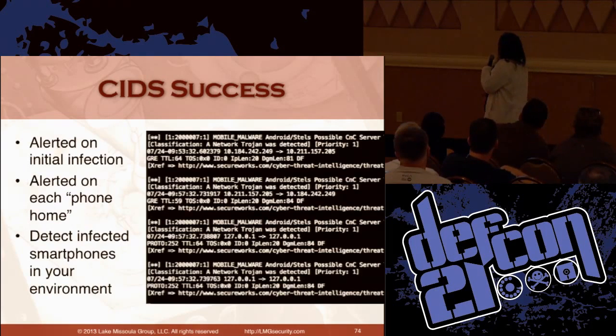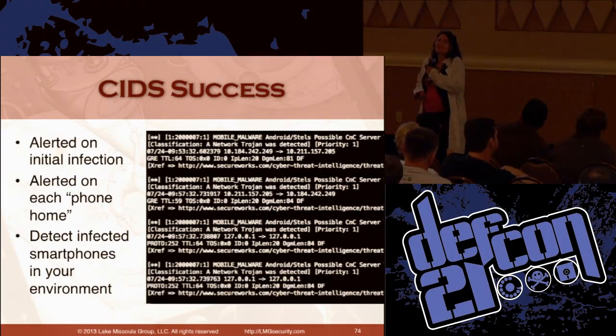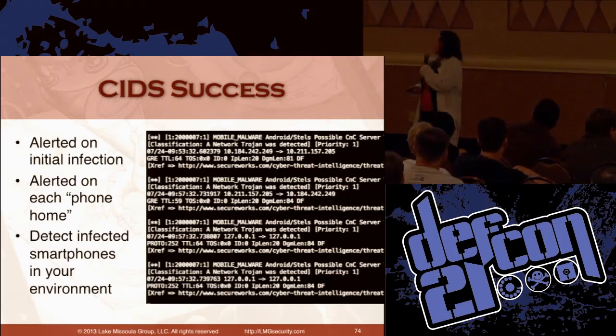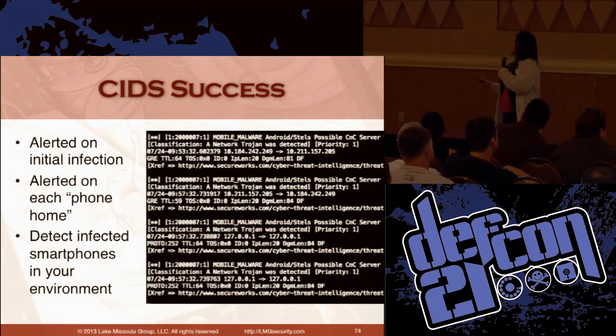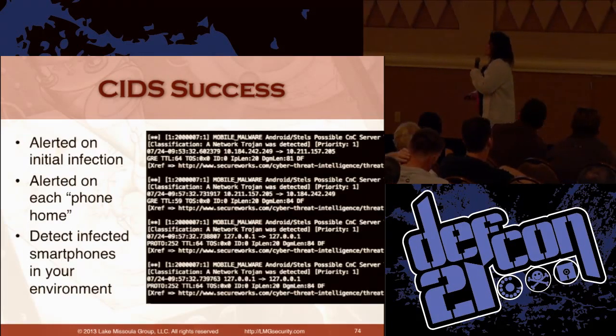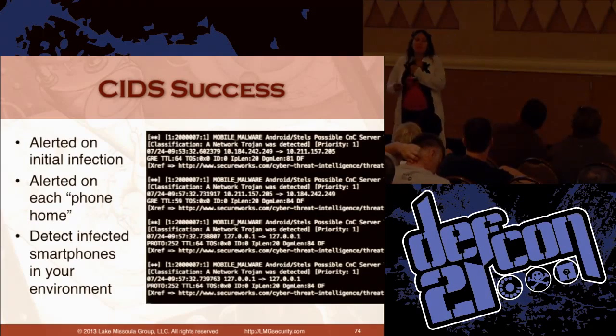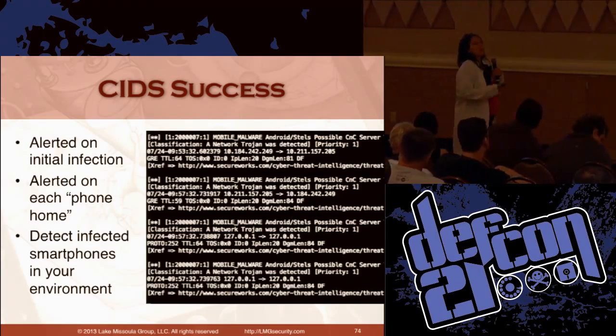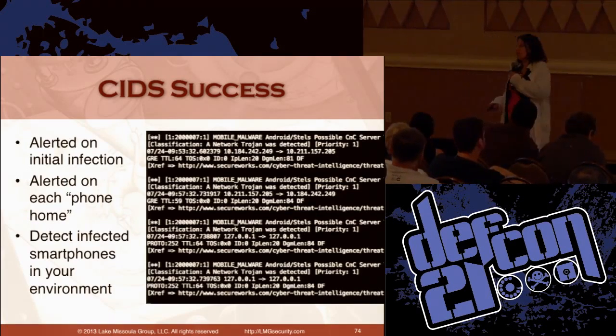So here's a screenshot. Our cellular intrusion detection system, CIDS, was successful. We alerted on the initial infection. We alerted on every phone home that the bot made to the attacker. And you can use this same method to detect infected smartphones in your environment, whether you're at home or whether you're at work.